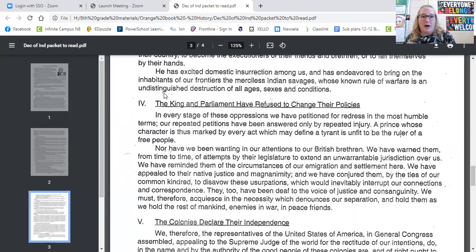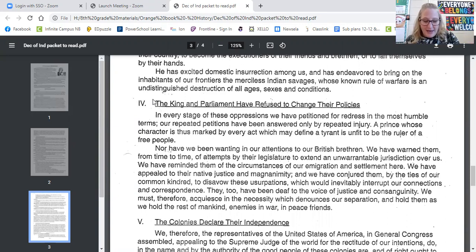Okay, this next part is called the King and Parliament have refused to change their policies. Basically, it's saying, I've given you chances. I've told you not to do these things. You keep doing them anyway, so I can't take it anymore. So here's what it says.